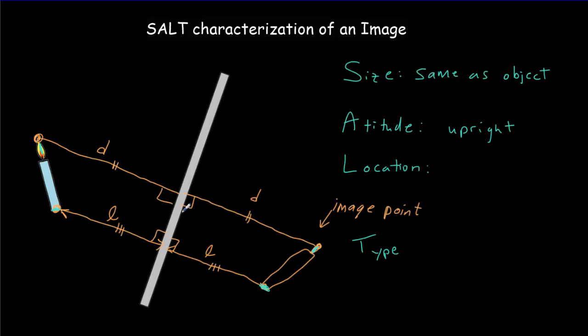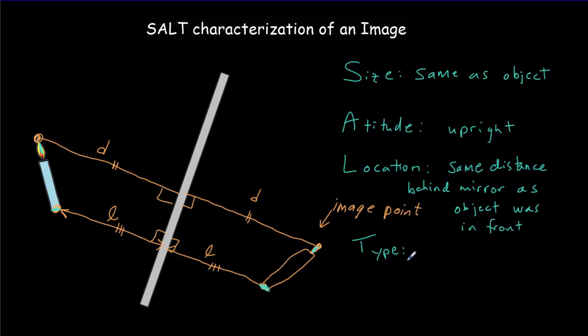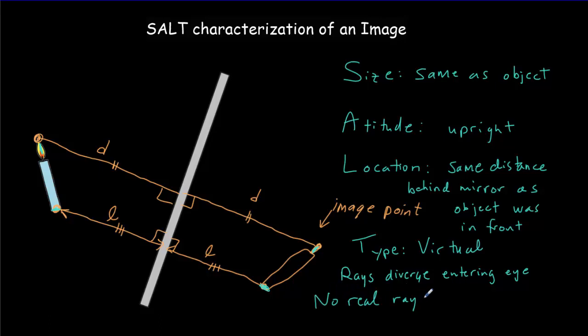In terms of location, the image is located the same distance behind the mirror, really the same distance behind the mirror as the object was in front of the mirror. And for type, there's two types of images. This image is what we call a virtual image. We get virtual images when the rays diverge as they enter the eyes, and the image is formed where there's no actual light. There's no actual rays of light in behind the mirror here. So there's no real rays at the image. For a real image, you'll have real rays of light intersecting with each other.